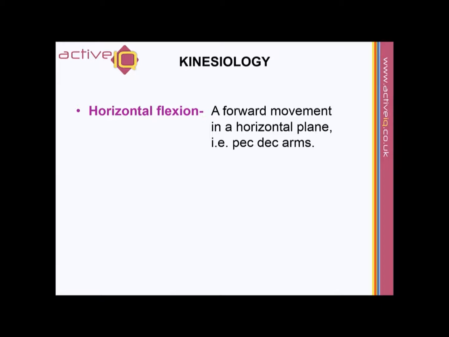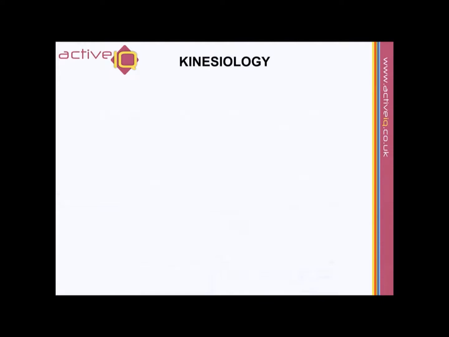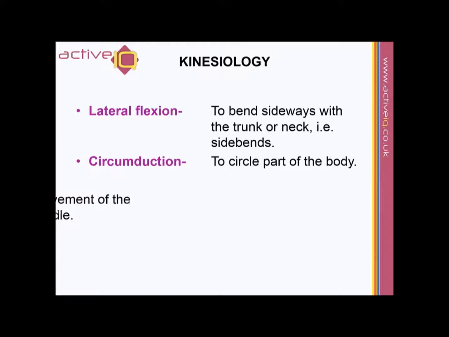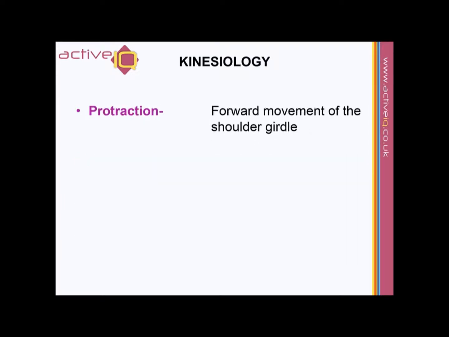Horizontal flexion is a forward movement in a horizontal plane. If you imagine doing a fly or using a pec deck, this is a movement in the horizontal plane. Horizontal extension is a backward movement. So if flexion is bringing the arms in, extension is taking them away. Lateral flexion is a spinal movement, so it's a bend sideways with the trunk or the neck, as in side bends if you do those. Circumduction is to circle a part of the body, so hip and shoulder circumduction is quite often seen in warm-ups for footballers.